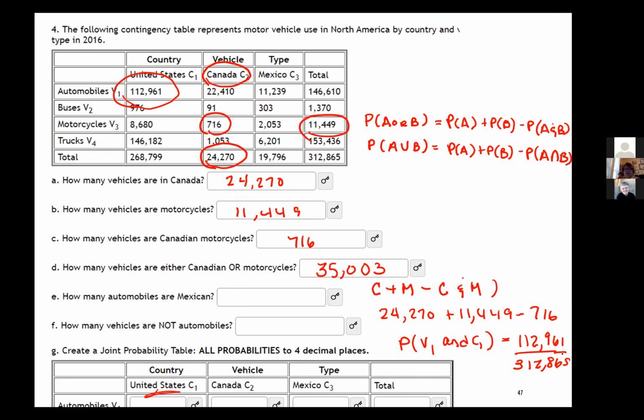Let's see what problem this was. Well, that didn't help. I closed the whole thing. This was problem, it says 4, but someone listed it as problem 10.